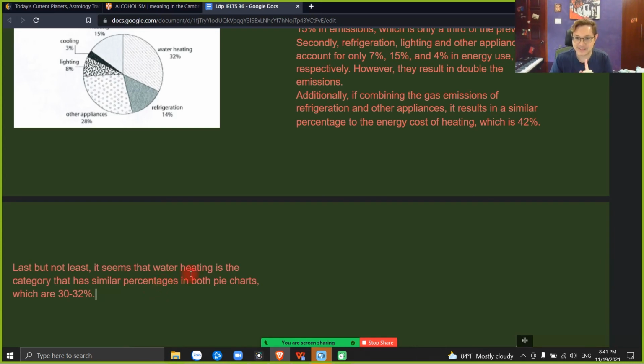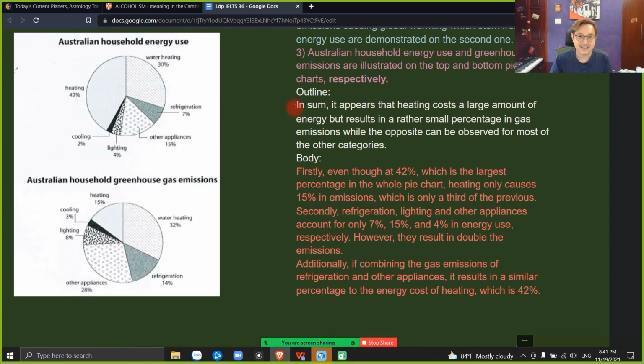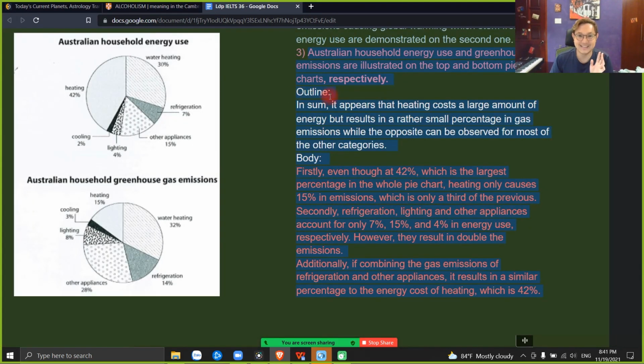And let's see how many words. Just choose them, and then Control Shift C. 156. See? 156. And if you minus the outline and body labels, it is 154. That is right at the minimum limit. It's at a very low end, you know.